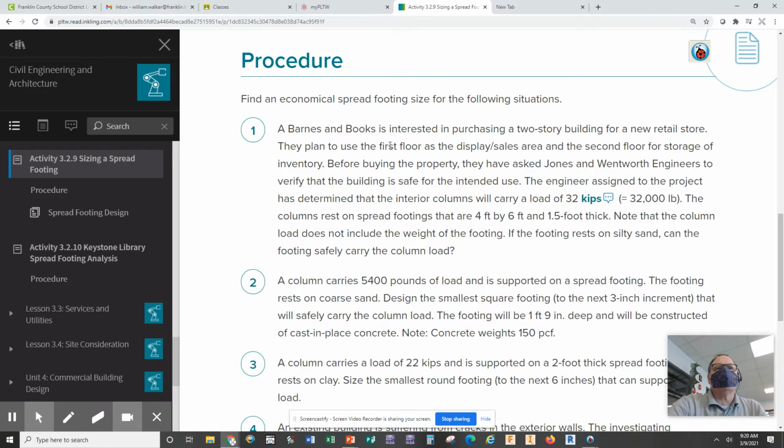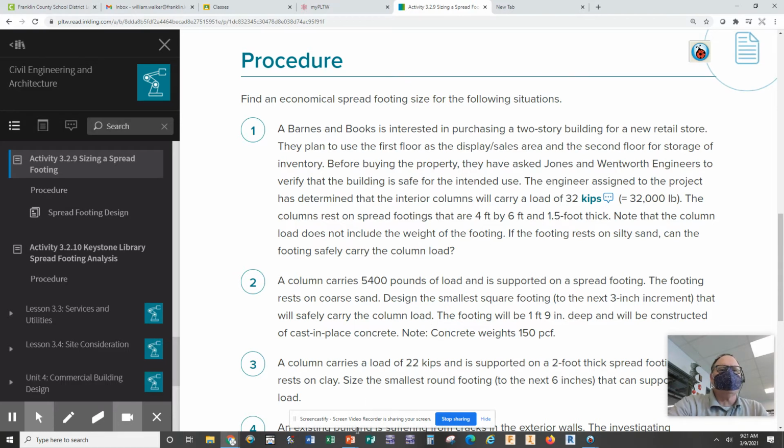So I'm going to do this first little problem for you here. It's a long word problem, but really there's not a lot in there. It just says the column will carry a load of 32 kips. That's a shortcut for saying 32,000 pounds. It rests on a spread footing that's 4x6 and it's 1.5 foot thick. Okay. So it says if the footing rests on silty sand, can the footing safely carry the load?